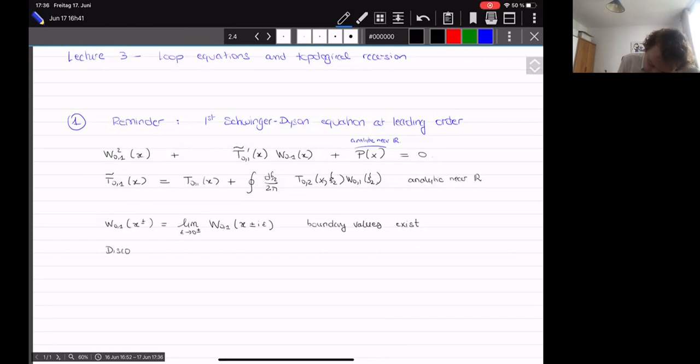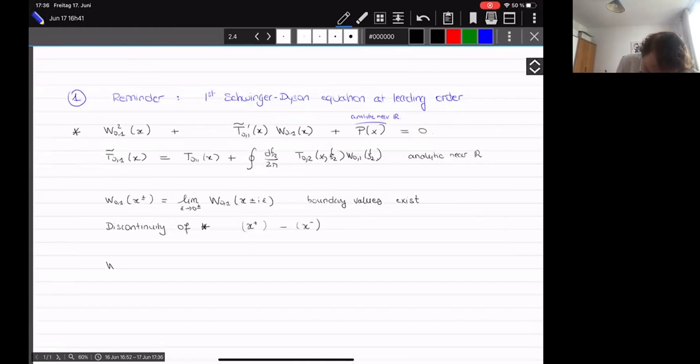And moreover, let us take the discontinuity of the equation. So this equation here, that means I evaluate it at x plus, and then I subtract the evaluation at x minus. So what I will get for the square is a factorization in terms of W01(x plus) and W01(x minus). So it comes from this term.